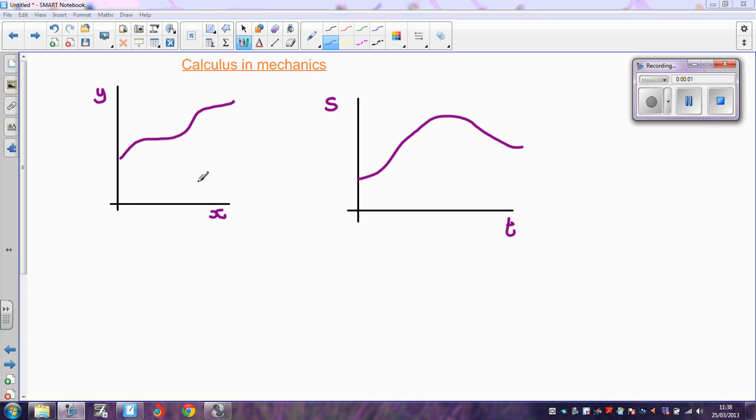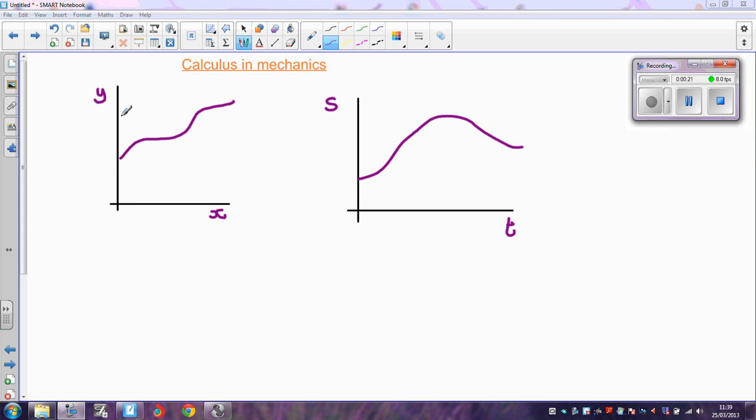We're now going to have a look at how we can use calculus, in other words, differentiation and integration in mechanics. This is extremely useful, particularly where you have situations where the acceleration isn't constant. Everything we've looked at so far has been to do with constant acceleration. Acceleration is rarely really constant.